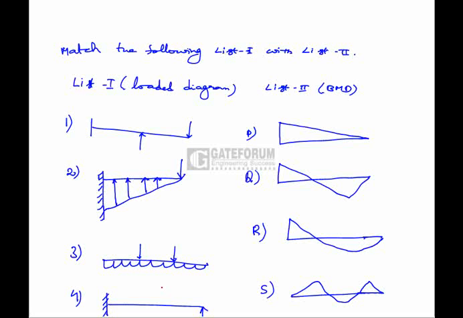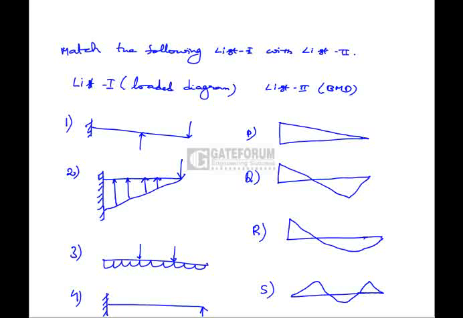Match the following list 1 with list 2. Here list 1 consists of loaded diagrams and list 2 consists of bending moment diagrams. Here in the given loaded diagrams, a cantilever beam carries a point load at some point on the cantilever as well as at the free end, and a cantilever beam carries a UVL and a point load at the free end, and there is an overhanging beam carrying a UDL, and a cantilever beam carrying a point load at the free end.